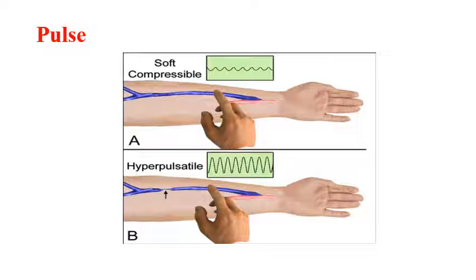Usually, the pulse is soft and compressible over the fistula and the vein. If you find that the pulse is hyperpulsatile, this means that there is distal obstruction over the vein. If you find the pulse is weak over the AV fistula or the vein, this means that there is obstruction or stenosis of the artery, which is the inflow of the AV fistula.